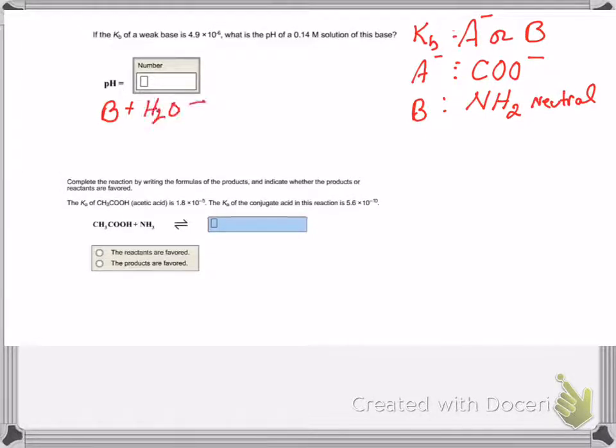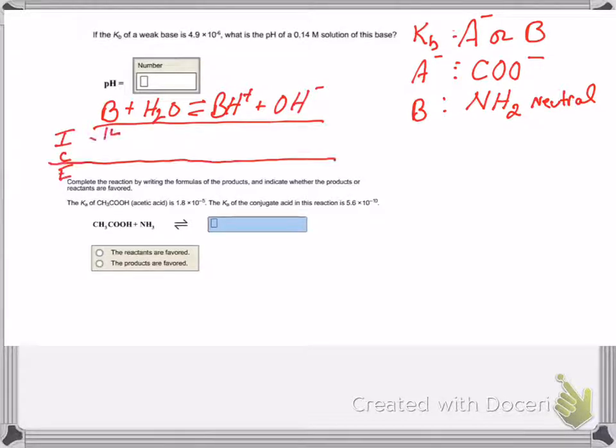Alright, so we can write the generic Kb reaction, which means that the base reacts with water. Water is acting as an acid. It protonates the base, and so BH+ is now the new acid. And the product is OH minus. Writing the ICE table, we write the initial concentrations of all the species. The change, which is that some of the base will react to form BH+ and OH minus.